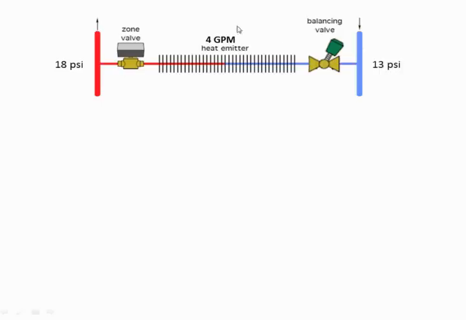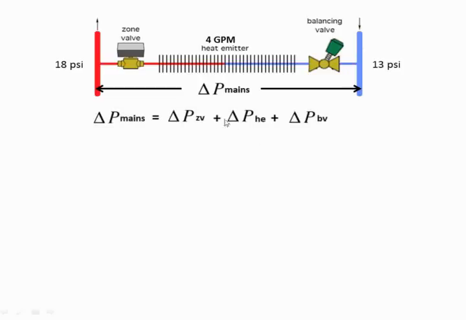So let's take a closer look at that, clean that last page up here, and here's what we have. So we have 18 over here that we calculated and 13 over here. So one of the things we know is that the pressure drop across a mains is equal to the sum of each of the individual component pressure drops. So the pressure drop of the zone valve plus the pressure drop of the heat emitter plus the pressure drop of the balancing valve, you can sum those up and it's equal to the pressure drop across the mains. We can rewrite this for the pressure drop across the balancing valve simply by algebraically rewriting it, and now we have the formula for calculating the pressure drop across the balancing valve, and once we have that, we can set the knob setting.